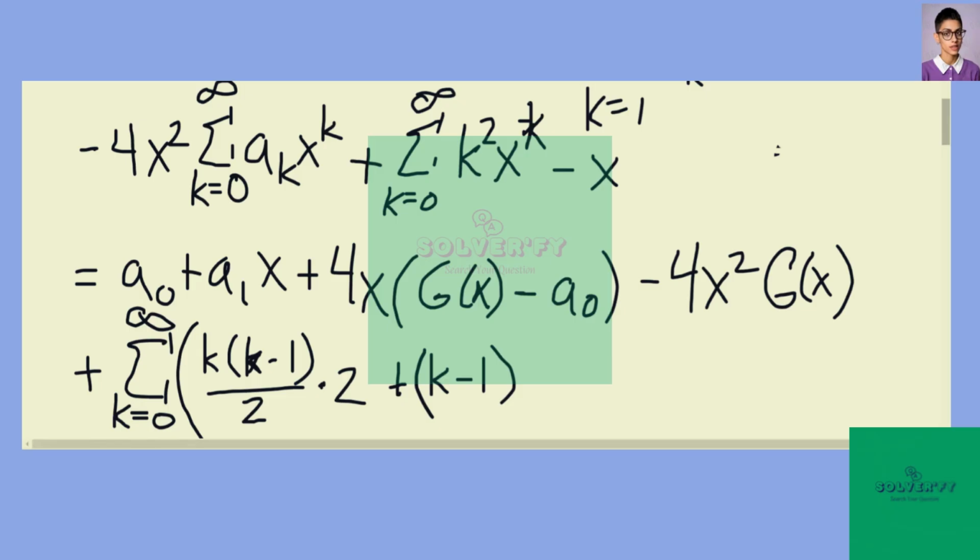This is going to be (k + 1) times (k - 1), a difference of squares. This is k^2 - 1. So we want to add a plus 1. So now we have k^2 - 1 + 1, which is simply k^2. So that's how we get from k^2 to this expression, times x^k, minus x.